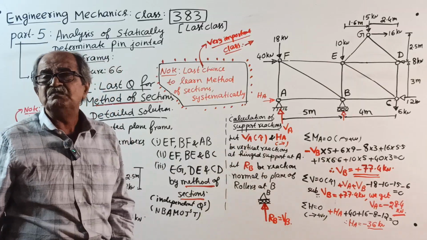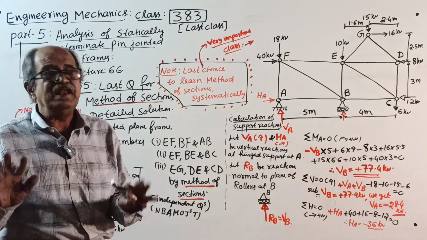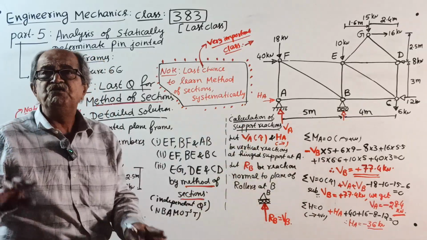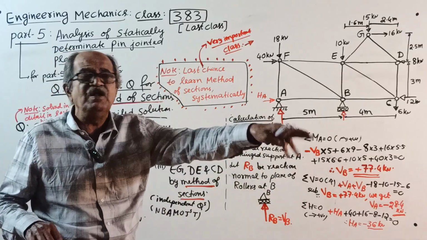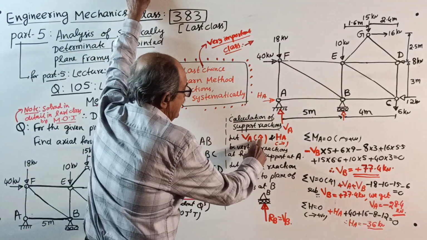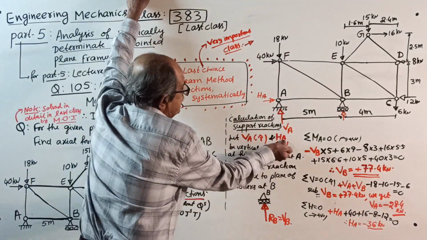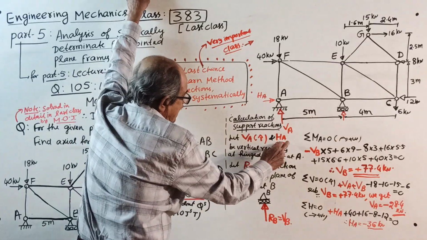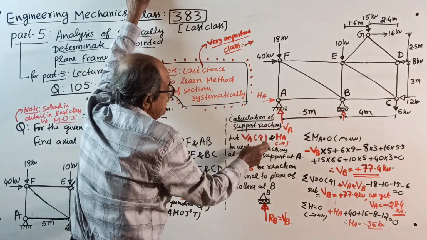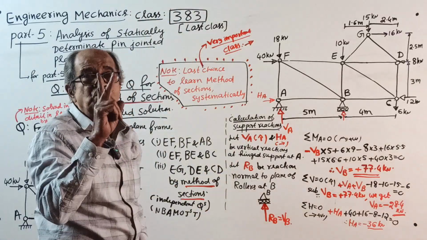Support reactions will come; I will not explain, but I will write everything, what I wrote yesterday. Let VA and HA be the vertical reaction and horizontal reaction at the hinge support at A. You should know a hinge has two reactions.